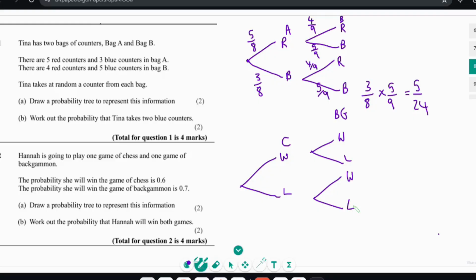Okay, so for her chess, probability she wins is 0.6. Lose would be 0.4 because they need to add up to 1. Backgammon, probability of a win is 0.7, lose is 0.3. Win 0.7, lose 0.3. Work out the probability Hannah will win both games. So it's the top branches, win and a win, 0.42.